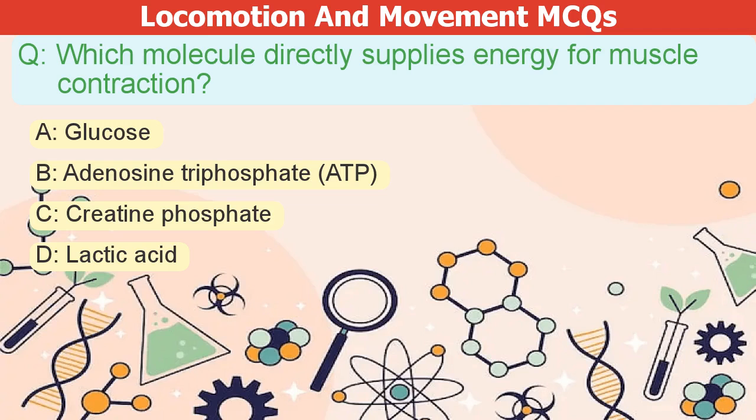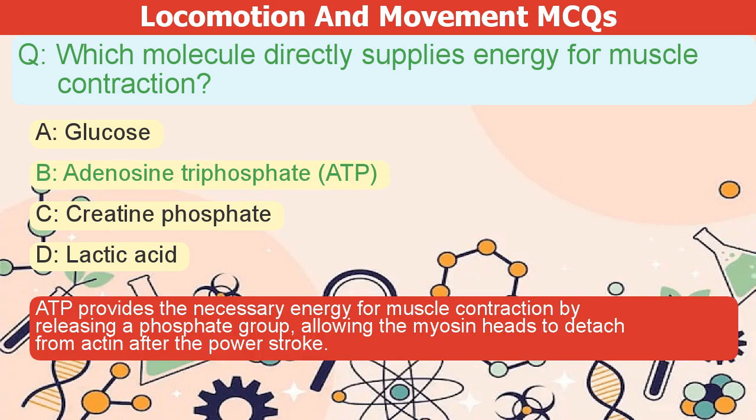Which molecule directly supplies energy for muscle contraction? A. Glucose. B. Adenosine triphosphate, ATP. C. Creatine phosphate. D. Lactic acid. The correct answer is B. ATP provides the necessary energy for muscle contraction by releasing a phosphate group, allowing the myosin heads to detach from actin after the power stroke.